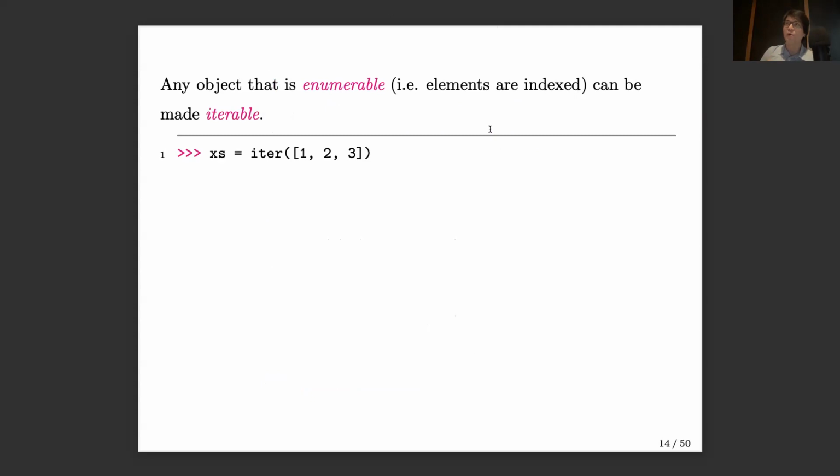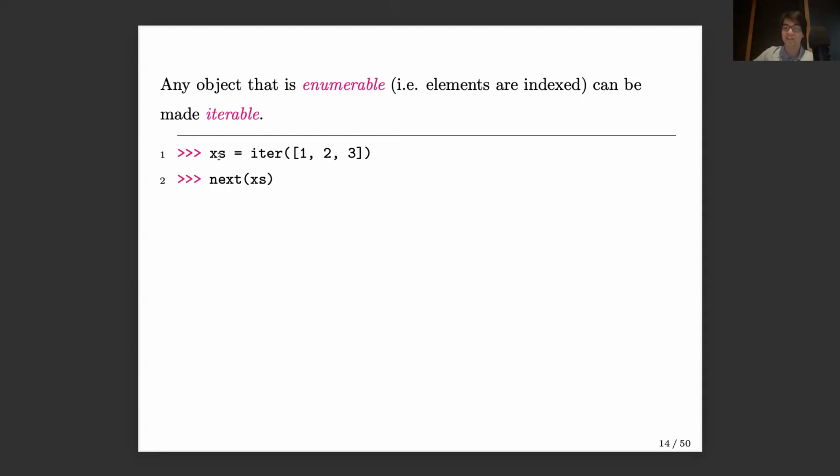So an object that is enumerable, which is sort of a synonym for countable, that is to say, you can put them in order, can be made iterable. That is, provide the next interface. So here's the list. A list is enumerable, obviously, because it's in order. They're indexed. I can decorate it with this iterator function, and it turns that list into an iterator. So x is not a list. It's now a stream. So now that it's a stream, I can start asking for what the next element is.